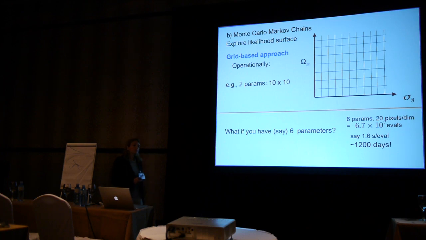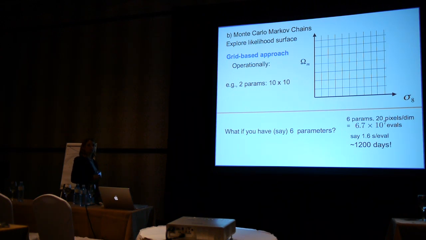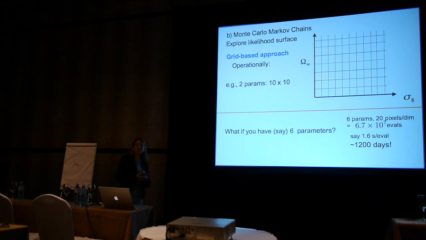Say you want to explore a multidimensional likelihood surface, and you want to do it with a grid-based approach, which is what you usually do, or probably what you've done in the lab at school with chi-square. Let's take an example where you have two parameters, say omega matter and sigma 8, and so you do a grid, say a 10 by 10 grid, you have 100 points. Fine.